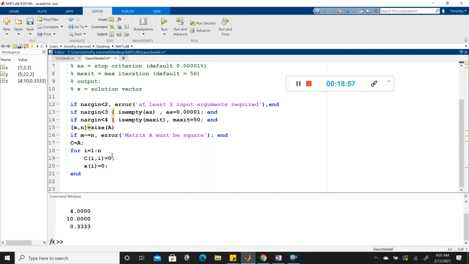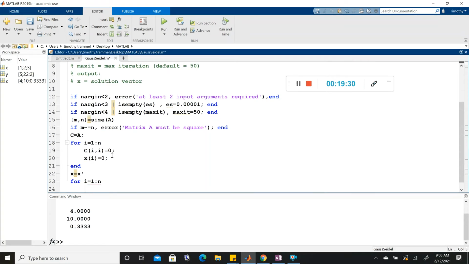All right, so next thing we're going to do is we're going to turn x into a column vector. Okay, we're going to want it to be a column vector because we're going to actually do a matrix times a vector, and we need those dimensions to match up correctly. Okay. So we've turned it into a column vector. Okay. So next we have for I equals 1 to n.